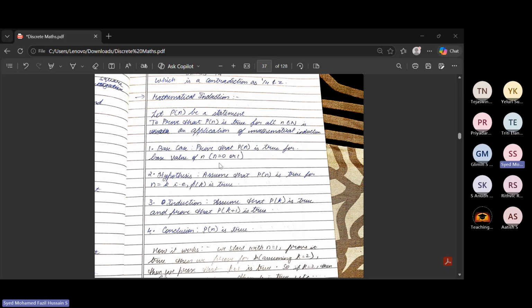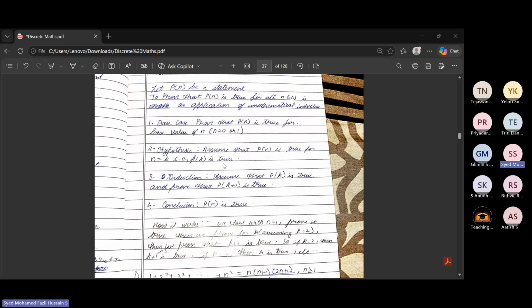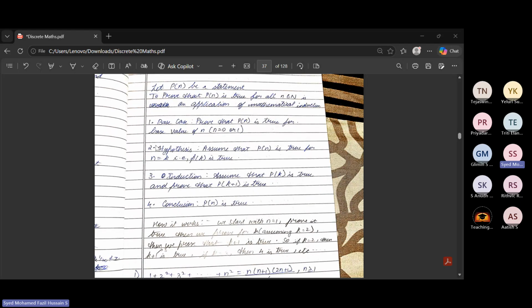That is n equal to 0 or 1. Sometimes it is 0 and sometimes it is 1. And the hypothesis: we assume that P of n is true for n equal to k, such that the statement is true. We have to assume that P of k is true. And then we have to induct it, so we just increment it by one. So the next statement is also true. We just have to prove that the next statement is also true.